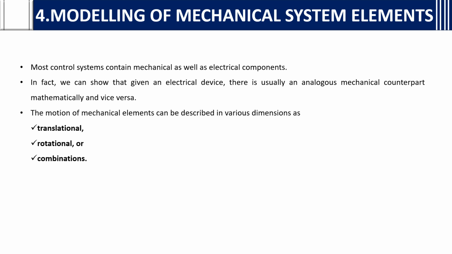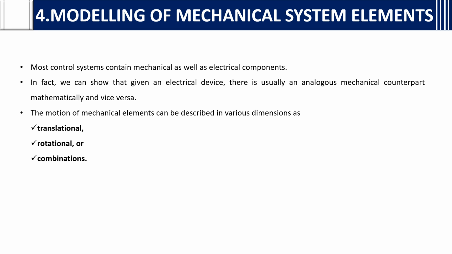In fact, we can show that given an electrical device, there is usually an analogous mechanical counterpart mathematically and vice versa. Here, analogous is nothing but similar. So, electrical has an analogous mechanical counterpart. So, we can convert an electrical device system into mechanical and mechanical into an electrical device.